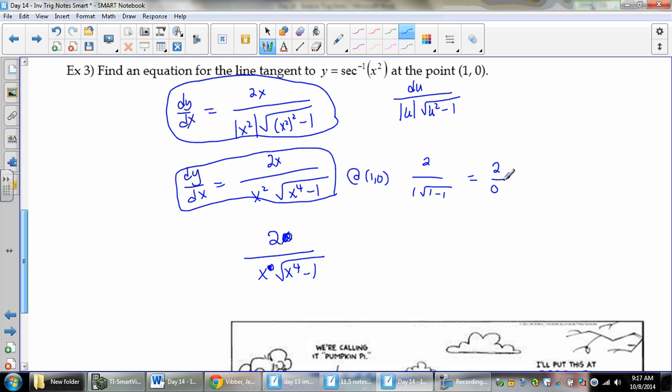If I have an undefined derivative, that means the slope is undefined. And if the slope is undefined, that means I have a vertical line. And a vertical line is an x equals line. And x equals 1. So there's my line tangent to inverse secant at the point 1, 0. Since I have my calculator up, I'm going to bring it up just to show you what that looks like.